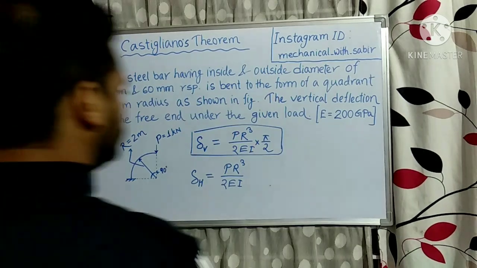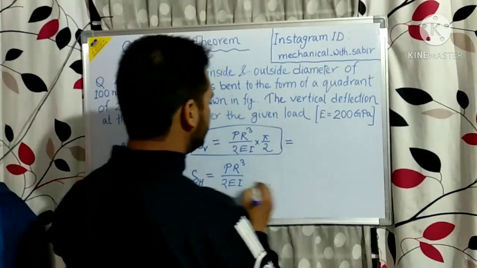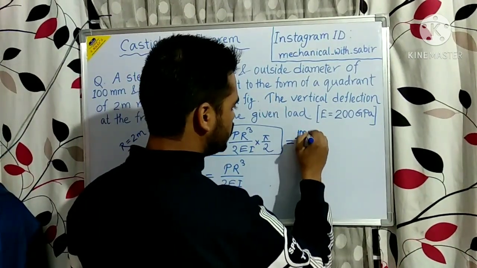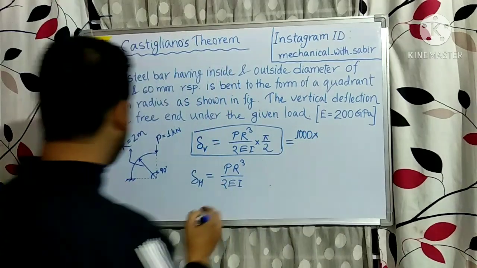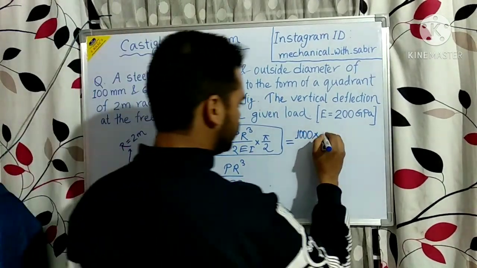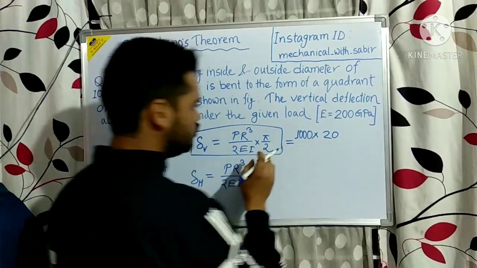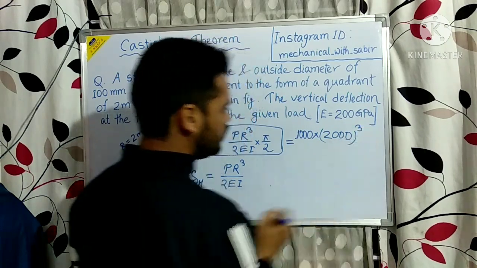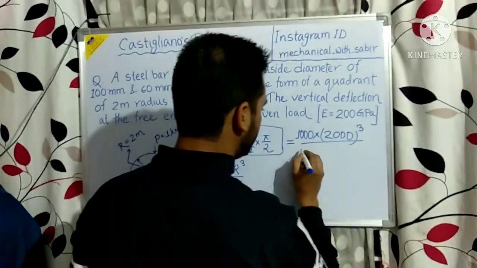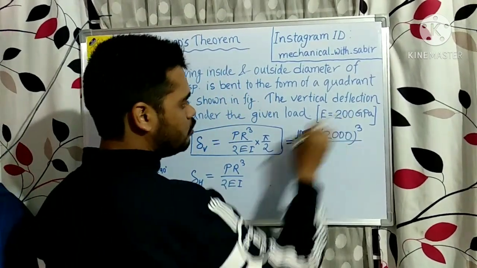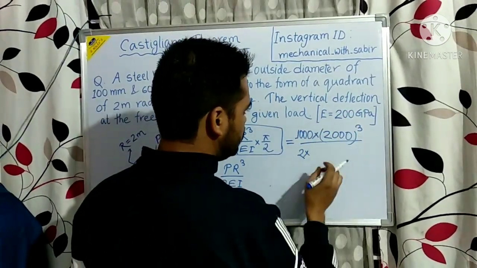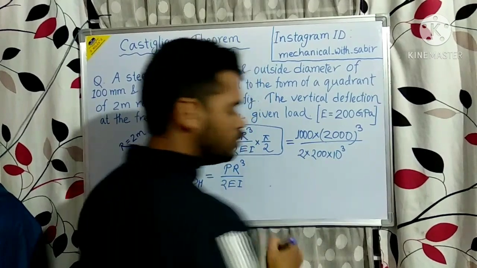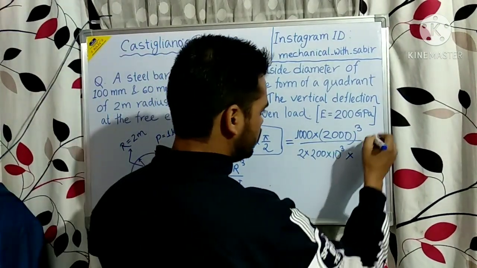Now if you apply this formula, P is given as 1 kilonewton, that is 1000 newton, and R is given as 2 meter. Let me convert all these units into mm. So 2 meter means 2000 cube. P R cube divided by 2E, E is 200 GPa, so in terms of millimeter it will be 200 into 10 cube, and this is I.